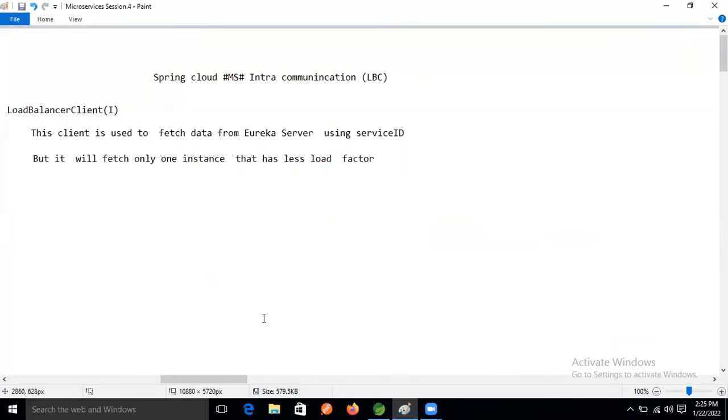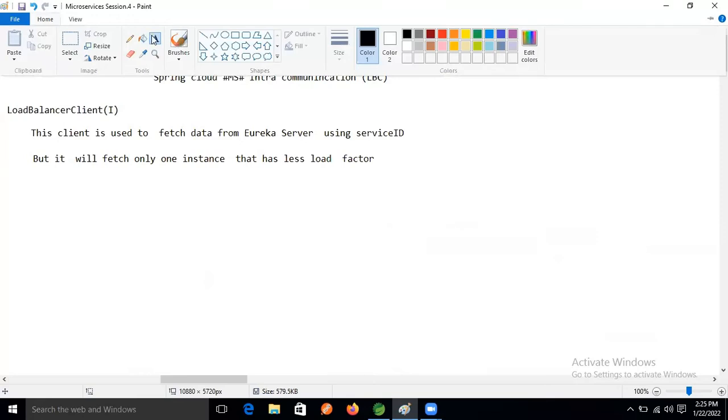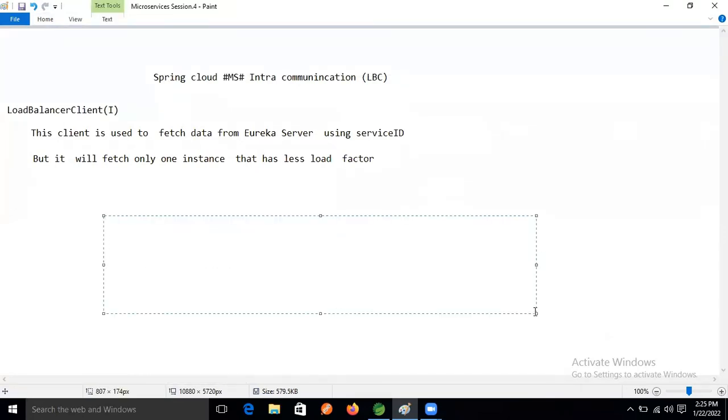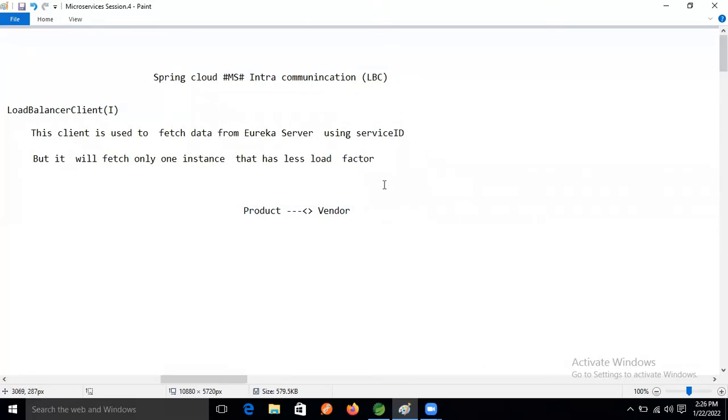So let's design one monolithic application. Our product has a vendor. Just assume this is our monolithic application. If we want to convert this monolithic application into a microservices application, what is the diagram now?